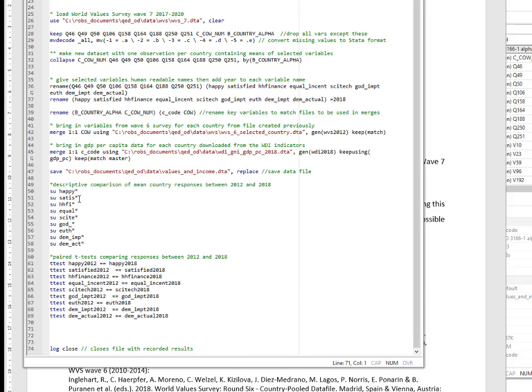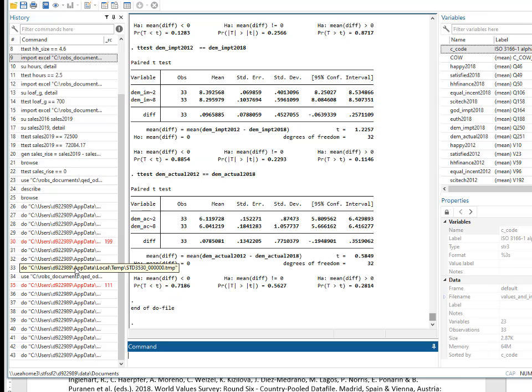So here I've, again, formatted a bit with comments, and I've put all the t-tests in, so I'll just run all the t-tests at once, and then just scan through the output from those.